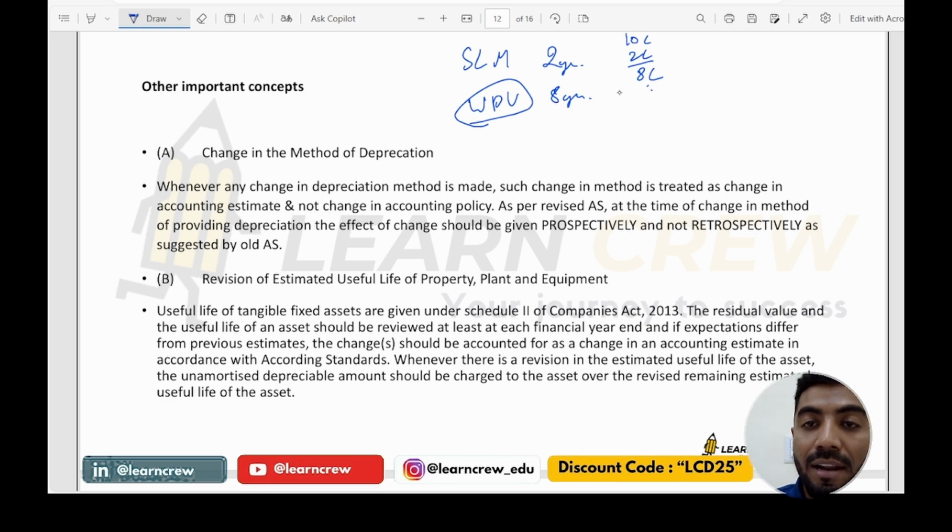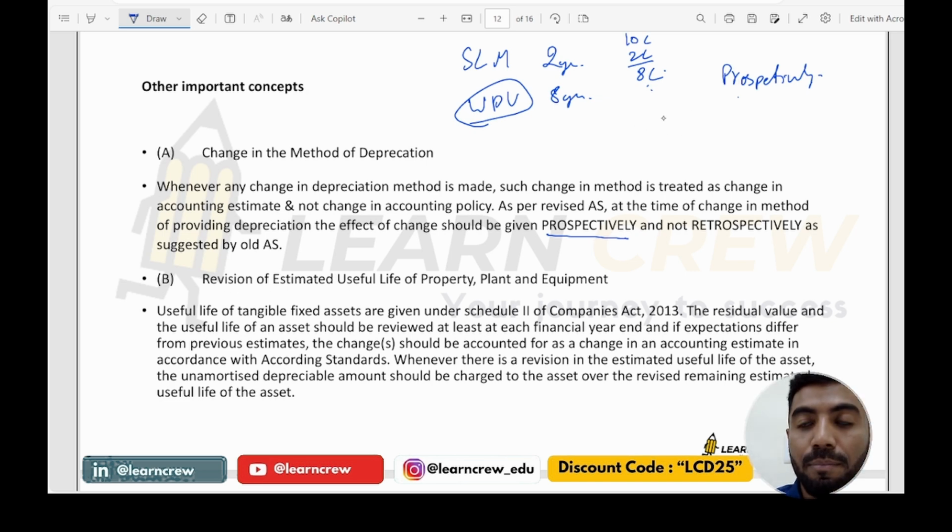One thing to be noted is this has to be done prospectively, not retrospectively. So from this balance, you need to go forward. Prospectively, this needs to be done.